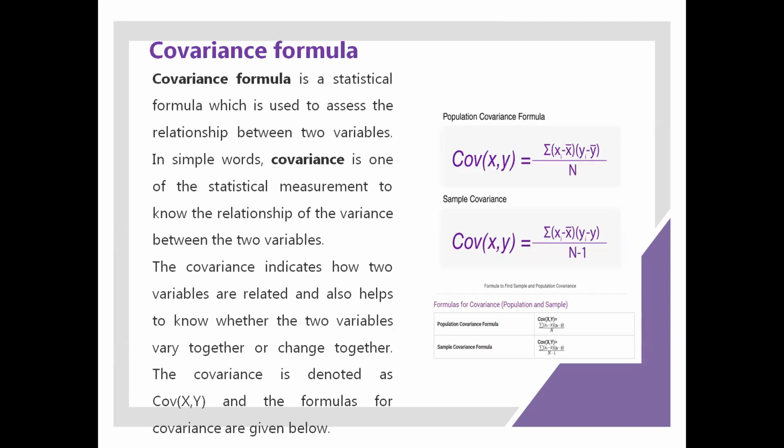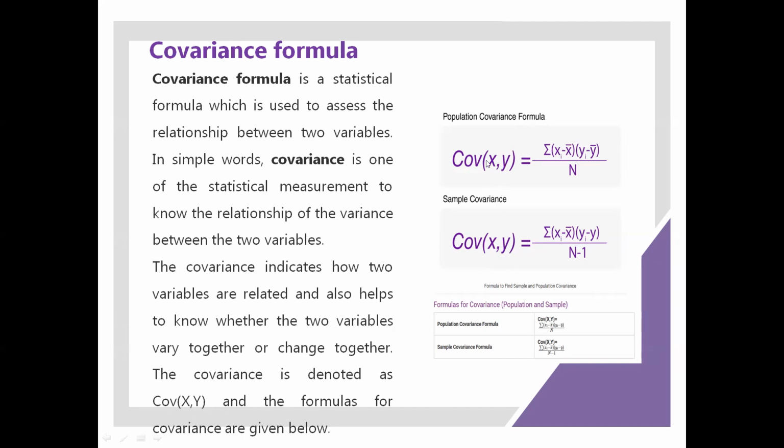Now, covariance indicates how two variables are related, and it also helps to know whether the two variables vary together or change together. So I want to know the relationship between these two, how far they are from each other or how close they are to each other. If I want to find that out, then we use covariance, which we represent as cov(x, y). x is one variable and y is the other variable.